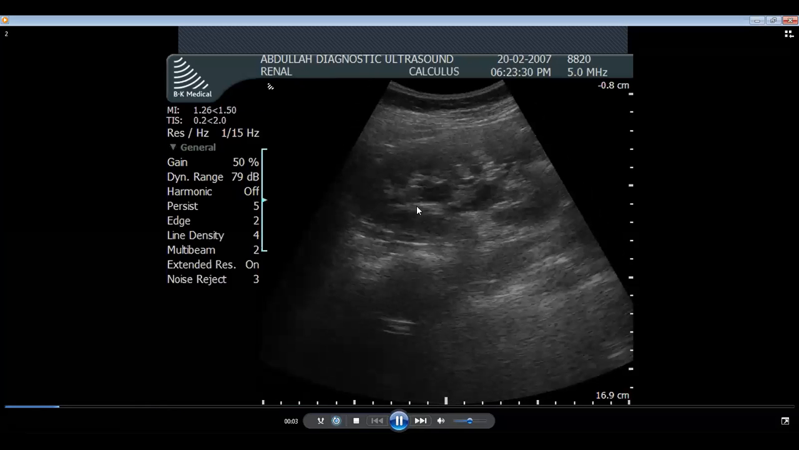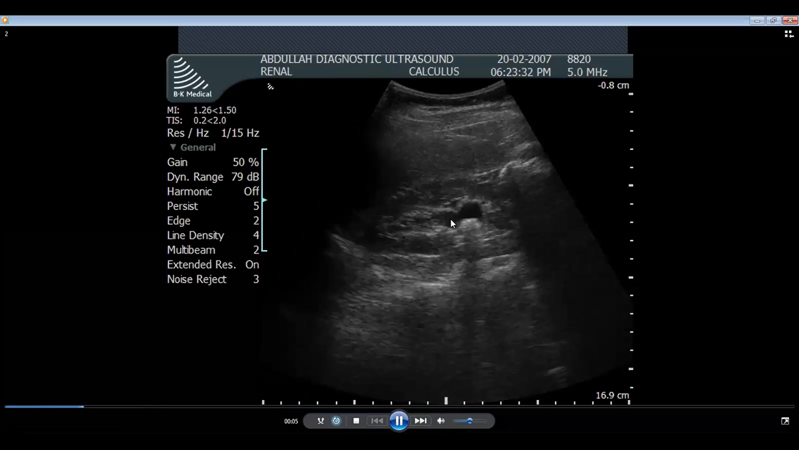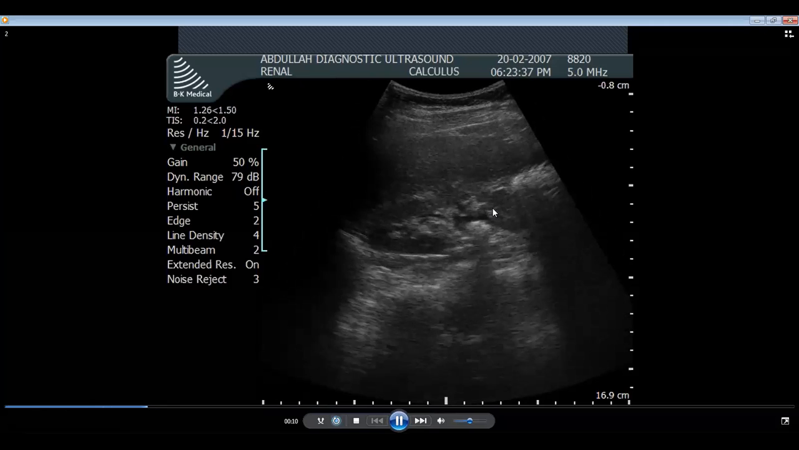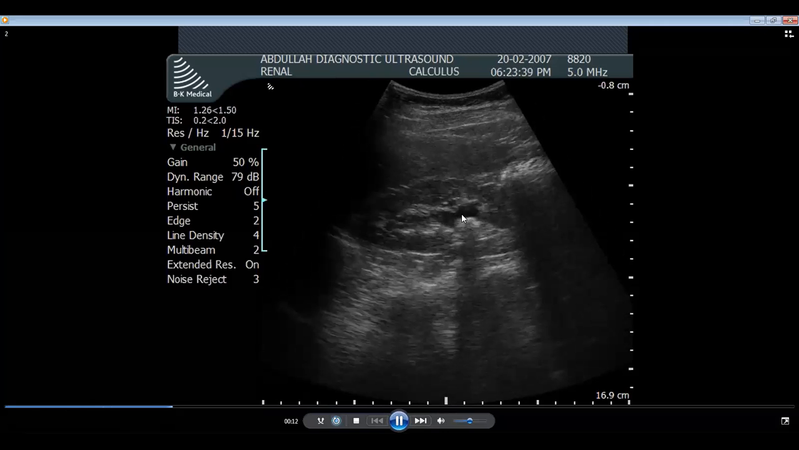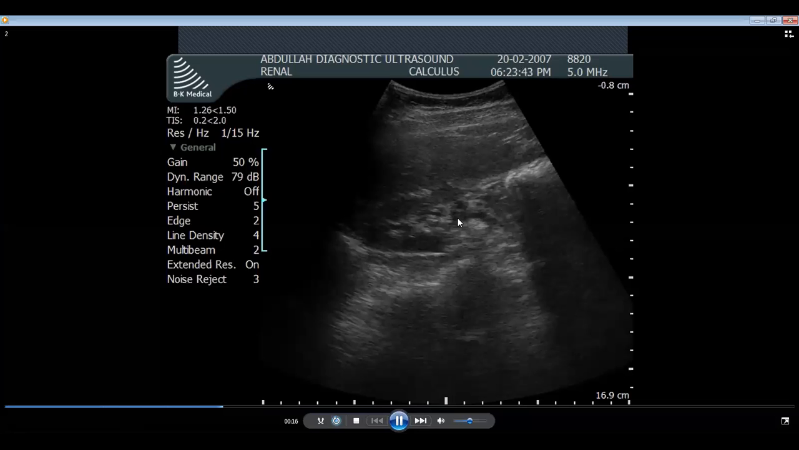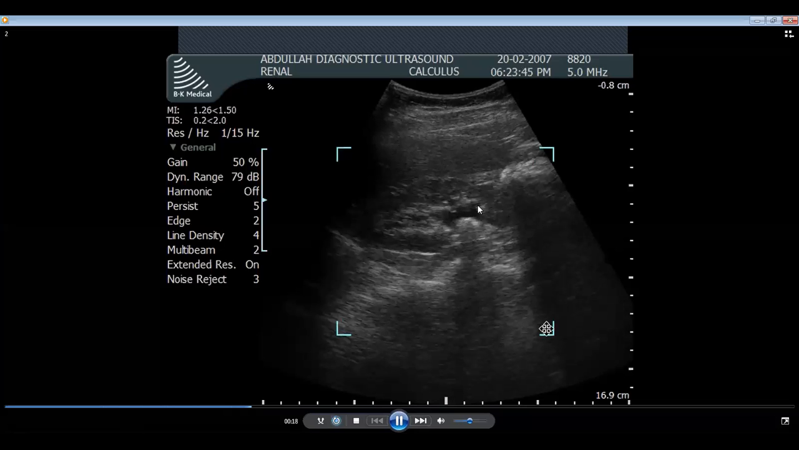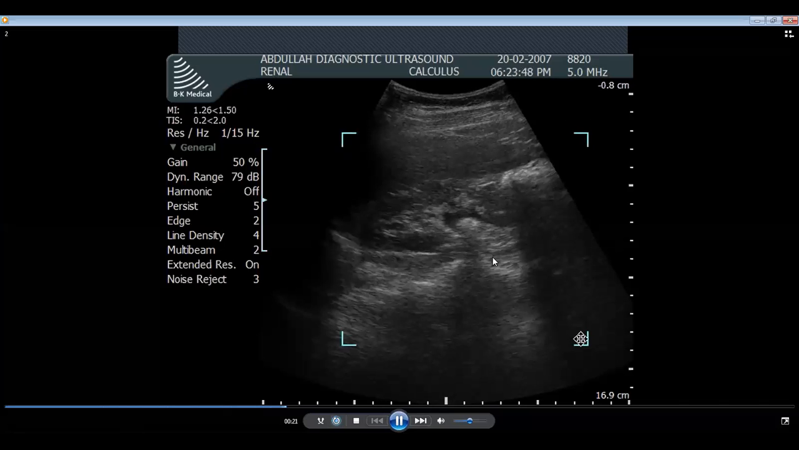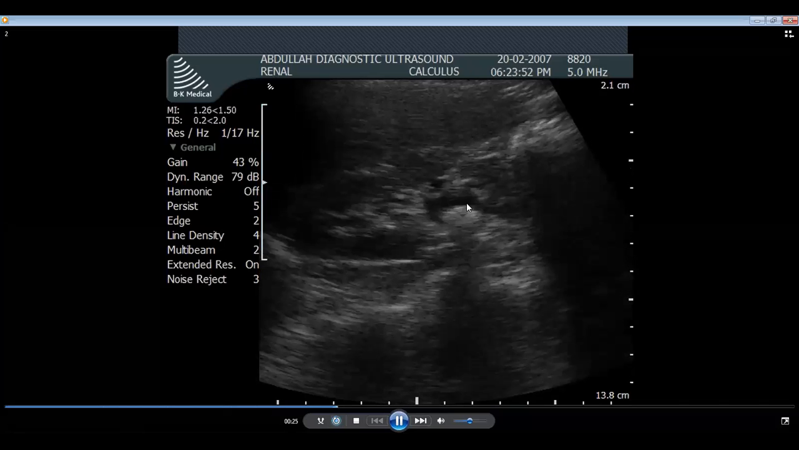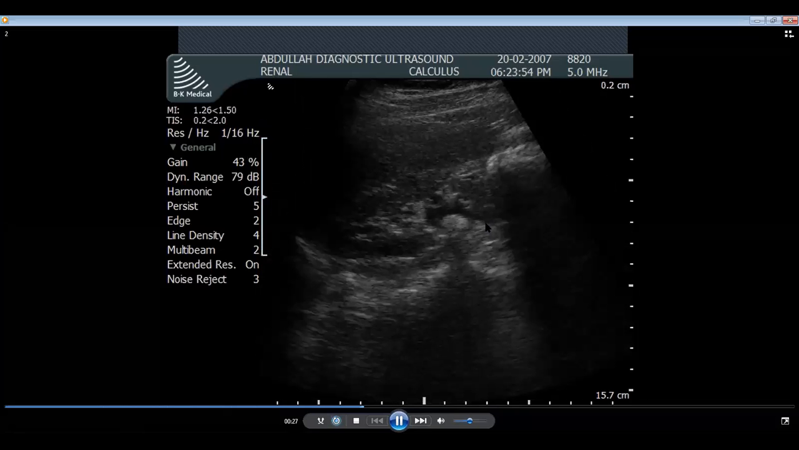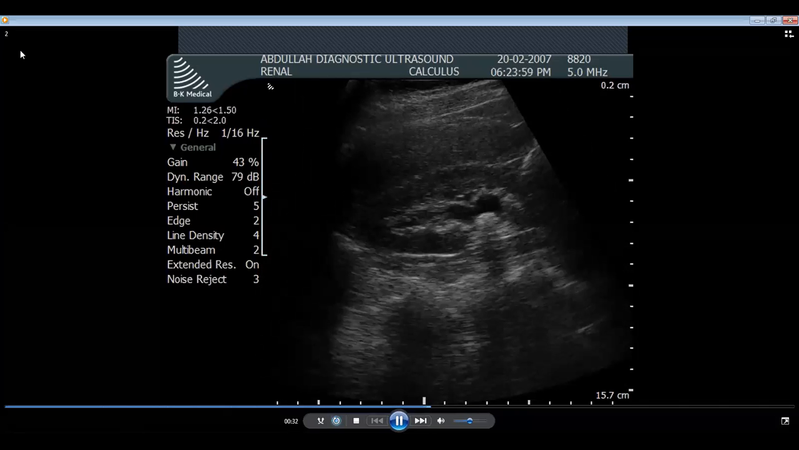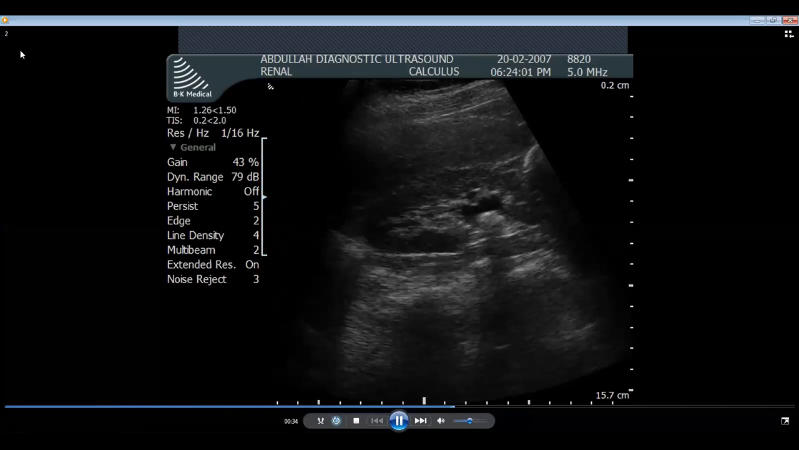Here in this kidney, we can appreciate that the central bright pelvic system is a little dilated. You can appreciate the urine in the pelvic system, and these are dilated because of this bright stone impacted in the renal pelvis.